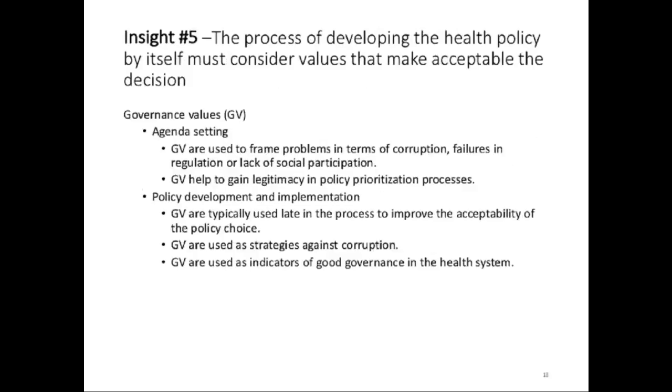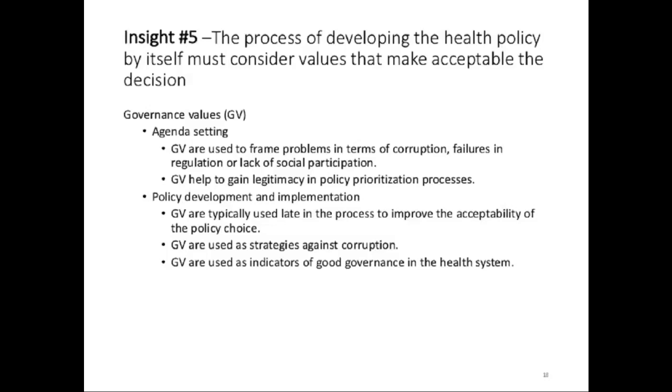Then we move to insight number 5, that the process of developing the health policy by itself must consider values that make the decision acceptable. So here the values are not related with the goals of the health system, nor with making the decision sustainable, but with the way that the policy process is developed by the policymakers.